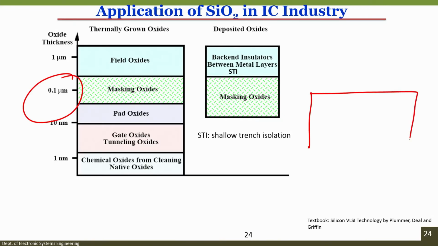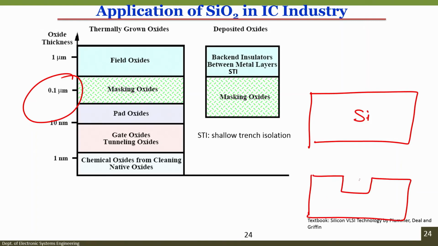You have a silicon wafer. What I want is to etch the silicon wafer like this. I want to remove this much silicon from my silicon wafer. This removing of silicon material from the silicon wafer is called etching of silicon.